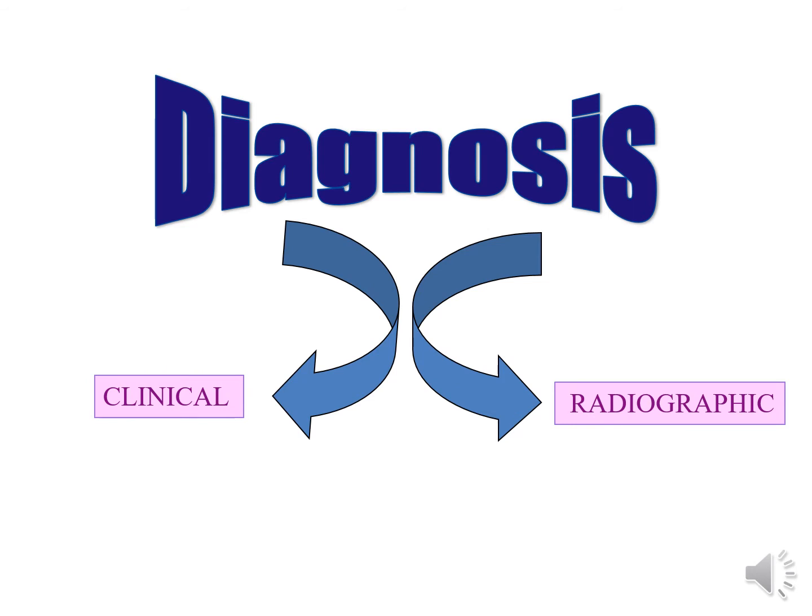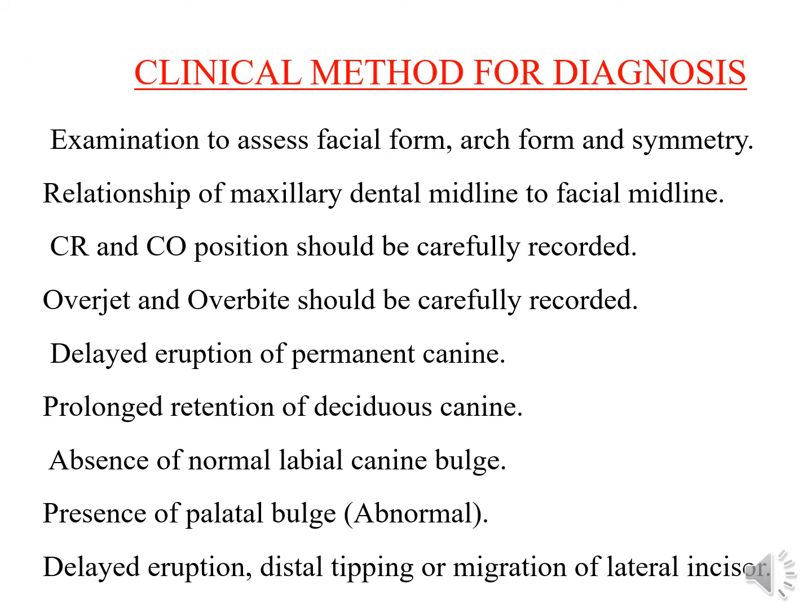The diagnosis depends upon 2 aspects. One is clinical and one is radiographic. The clinical method for diagnosis: examine or assess the facial form, arch form and symmetry, the relationship of maxillary dental midline to facial midline. Centric relation and centric occlusion position should be carefully recorded, overjet and overbite should be carefully recorded. Look for delayed eruption of permanent canine, prolonged retention of deciduous canine, absence of normal labial canine bulge, presence of palatal bulge, and distal tipping or migration of lateral incisor.